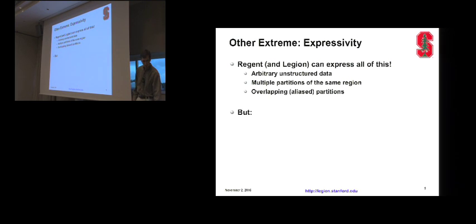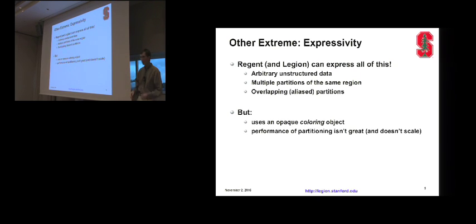But in order to do this, we had to create this opaque coloring object, which kind of sat outside the rest of the language. That meant the performance of partitioning wasn't great. It's not horrible. It would take seconds to a minute to partition up this circuit, and these simulations tend to run for hours, so it's not bad. But it means you can't maybe do interactive repartitioning or anything like that.